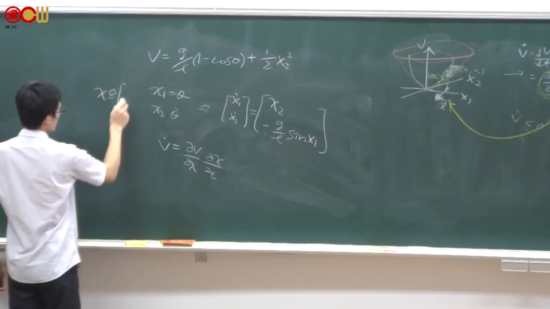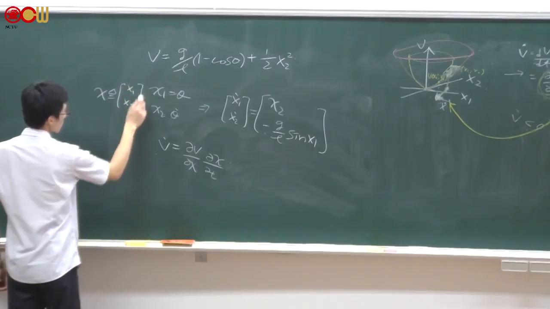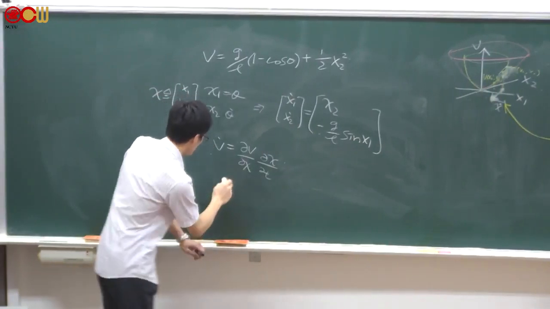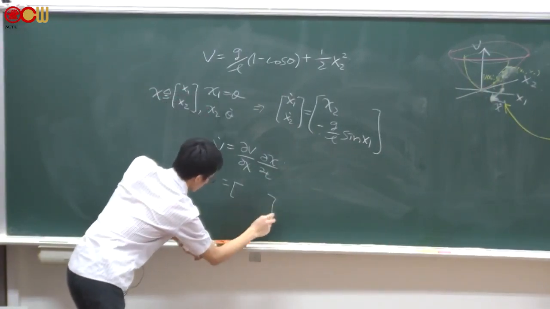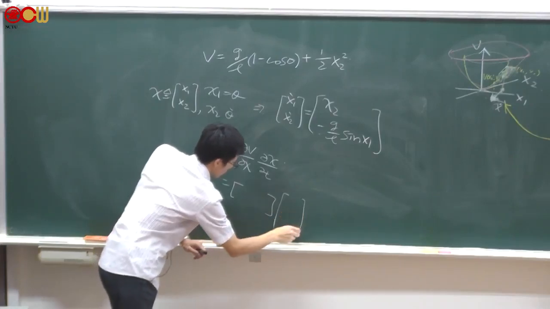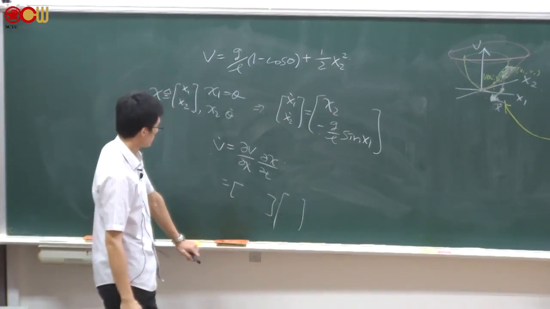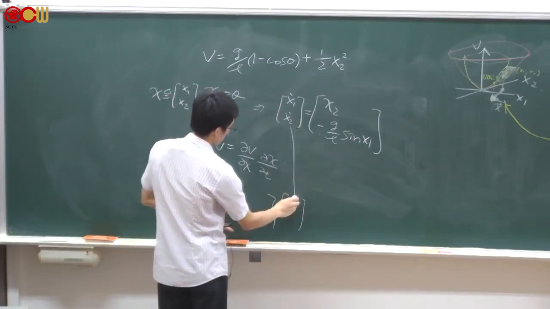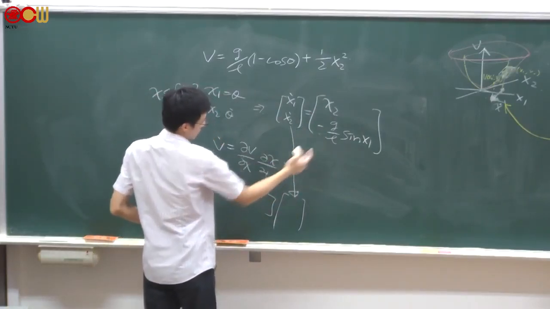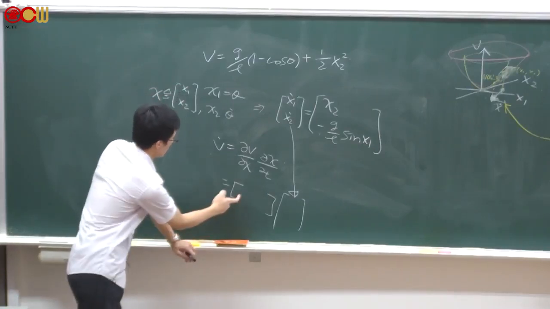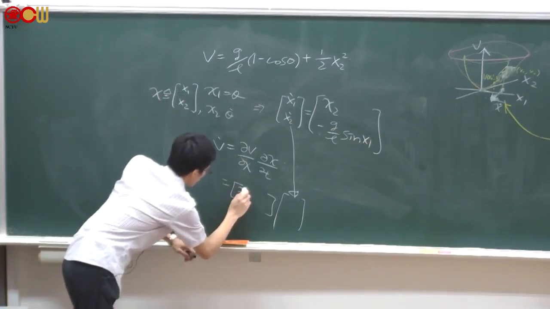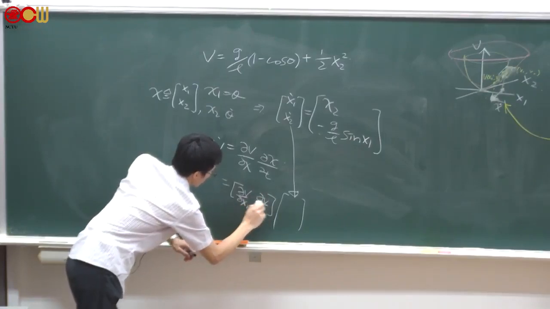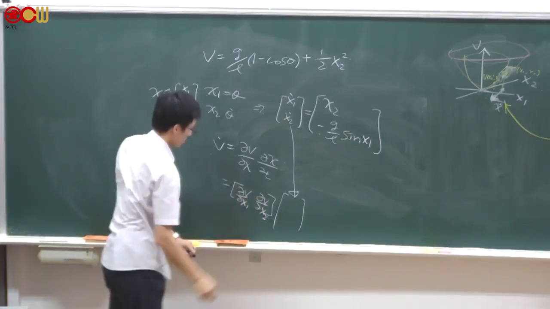X is defined as x1 and x2. So you can imagine this will be a row vector, this will be a column vector. So what's this? This is from dynamics. This is a column vector, and this will be a row vector. What's this? So it's V.